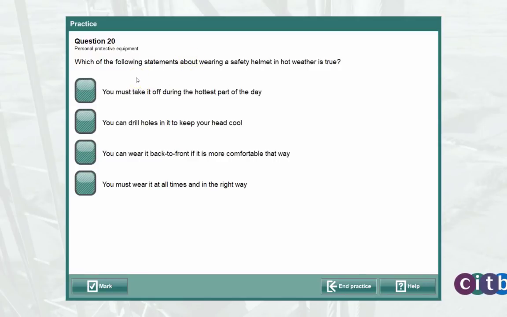Which of the following statements about wearing a safety helmet in hot weather is true? You must take it off during the hottest part of the day. You can drill holes in it to keep your head cool. You can wear it back to front if it is more comfortable that way. You must wear it at all times and in the right way.